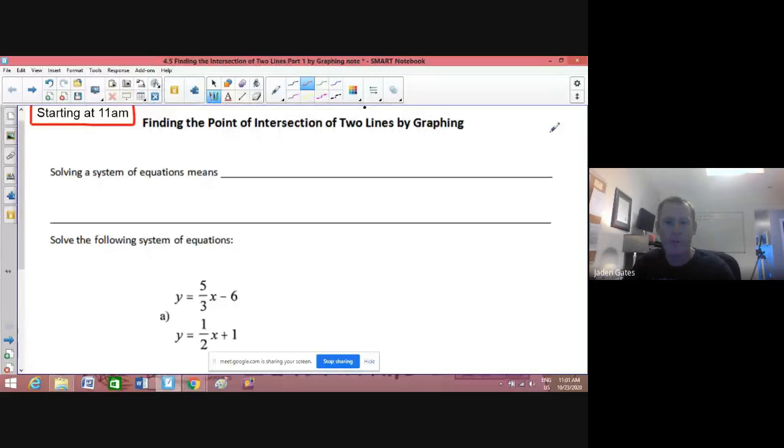Point of intersection of two lines. We're going to do it two different ways, by graphing and algebraically, which means no graphs. So the first thing is solving systems of equations.